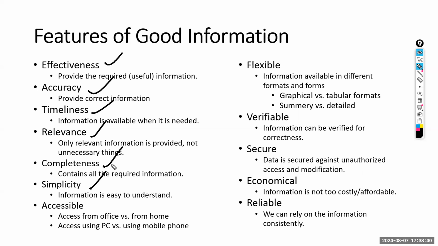Simple. People don't like complicated ways. So people want things in a simple manner. Table, right? And so on. Accessible. If you can't access that information, that is bad.